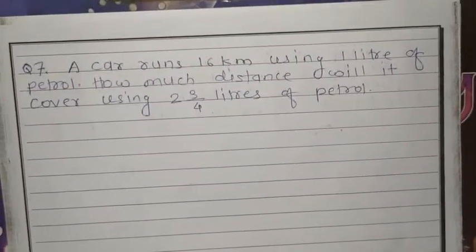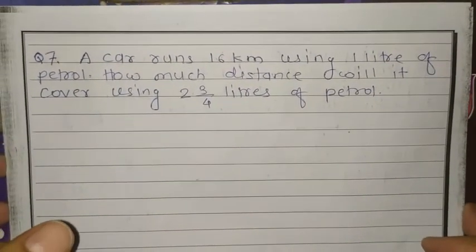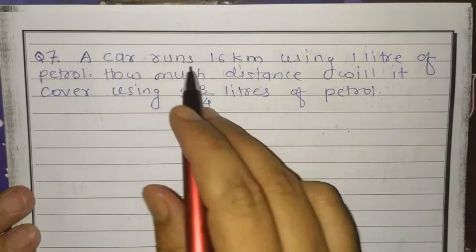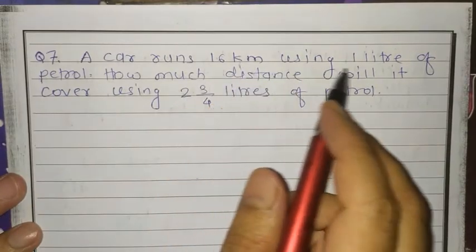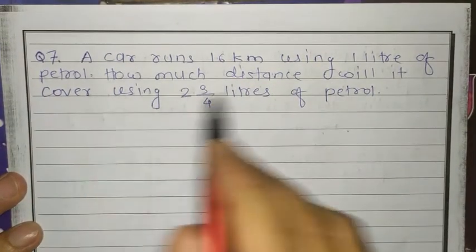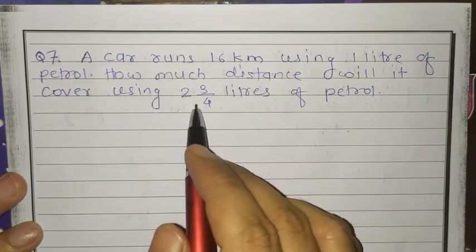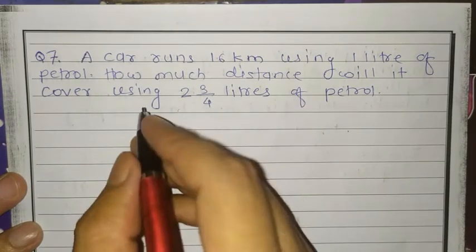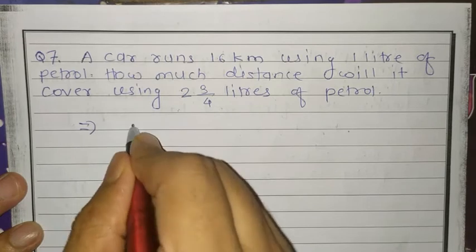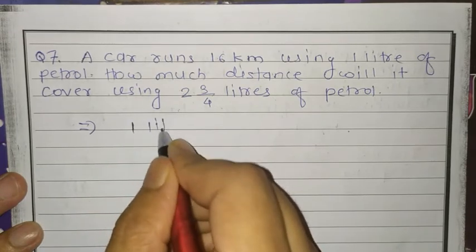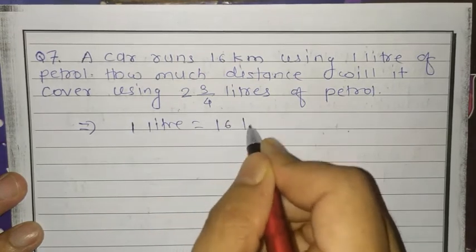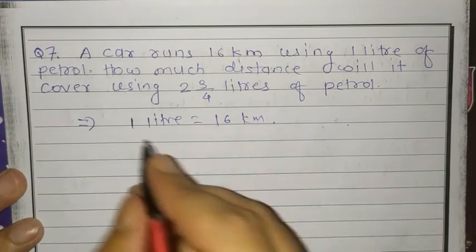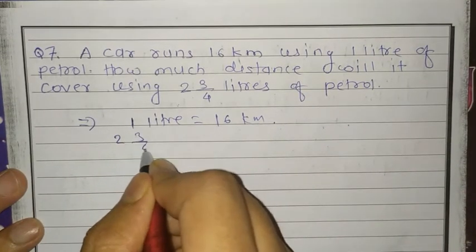So the next question is question number 7. In this question, a car runs 16 kilometers using 1 liter of petrol. So how much distance will it cover using 3/4 liter of petrol? This question is quite easy. So here 1 liter equals how much distance? 16 kilometers. So what about 3/4 liter?